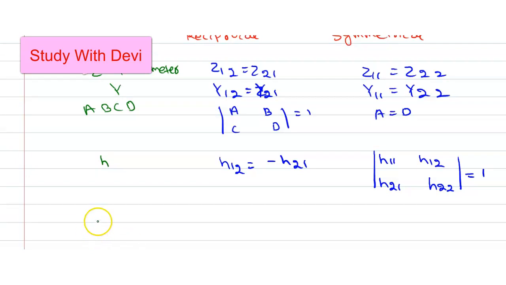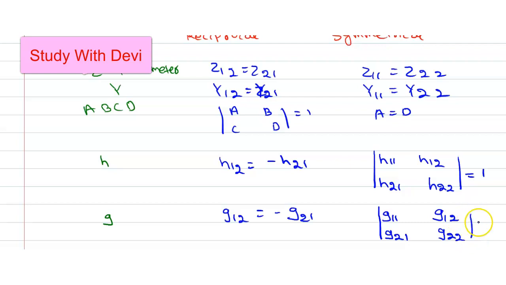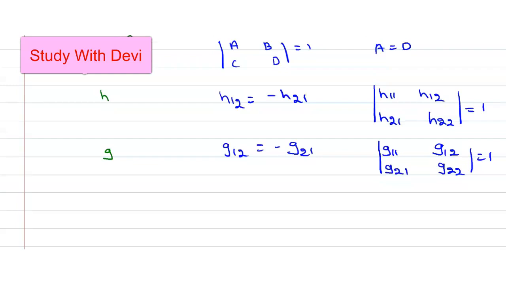For the G parameter, it is G11, G12, G21 and G22 equal to 1. This is for the G parameter. Now there are some connections and how we can find our parameters in those connections.